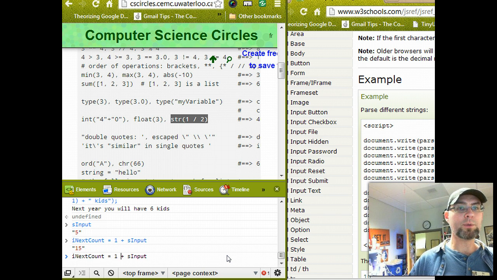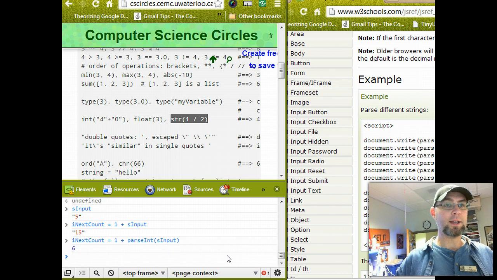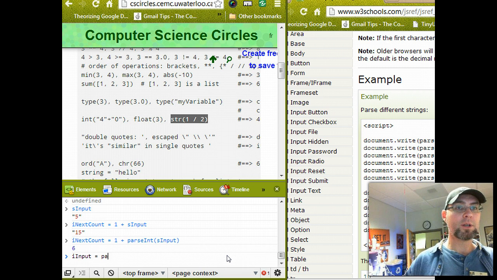So now we do it again. What was it, parse int? Do 1 plus parse int s input, right? And that'll give us 6. Or even better, we could say I input. This is really clean, like step by step. We do I input equals parse int s input. So what we're doing there is converting it from the string to the integer.